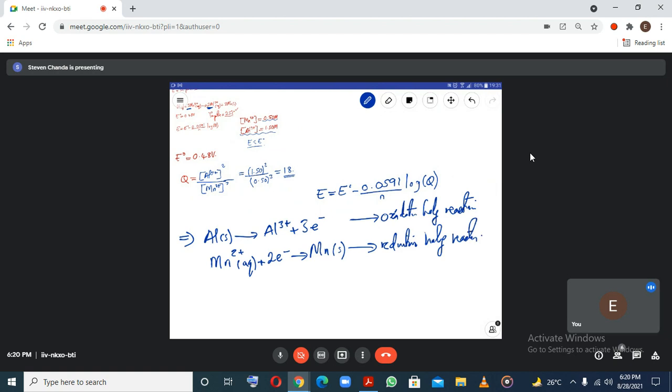So now you want to balance. How do you balance the electrons to be 6? You say, okay, I can make the top one 6 if I multiply by something. So you look for the lowest common multiple, the lowest common multiple of 2 and 3. Yes?